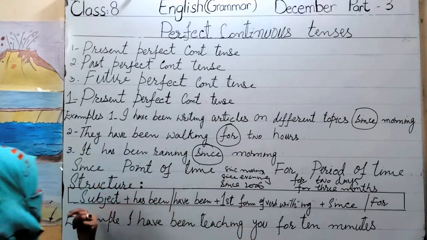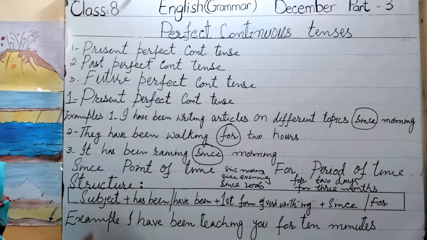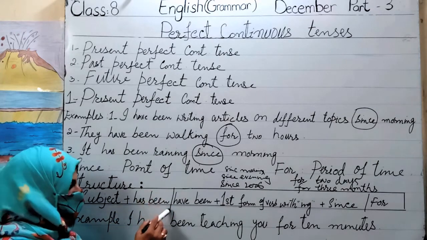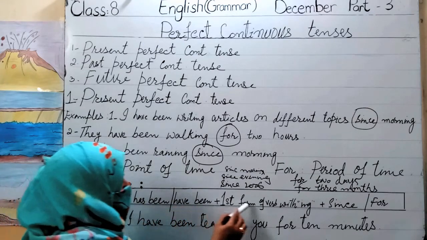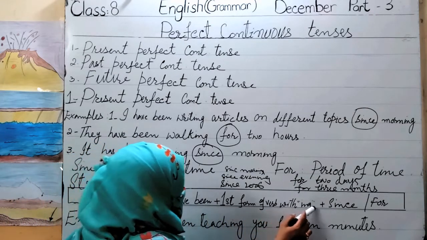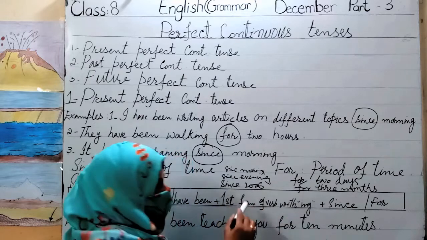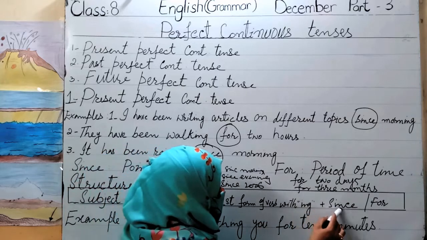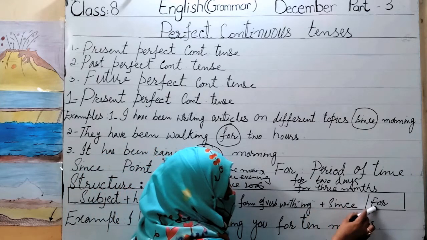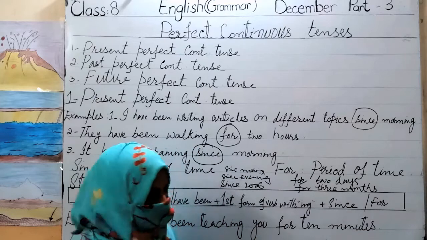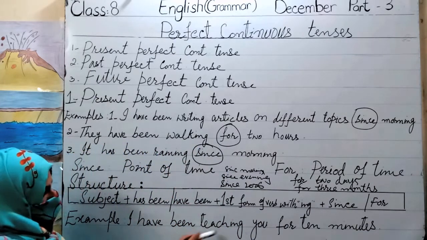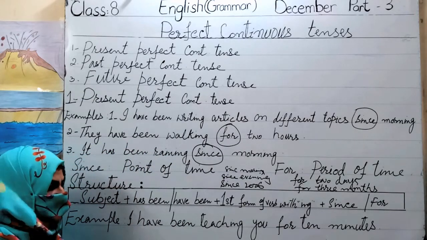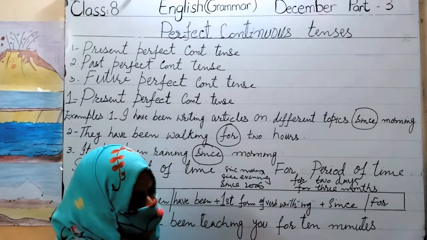So see the structure of this tense. Subject, then has been or have been, then first form of verb with ing. That is, you will use here the present participle form of verb, then preposition since or for, and after that, object. I have been teaching you for 10 minutes. This sentence shows the action started in the past and it is still going on.